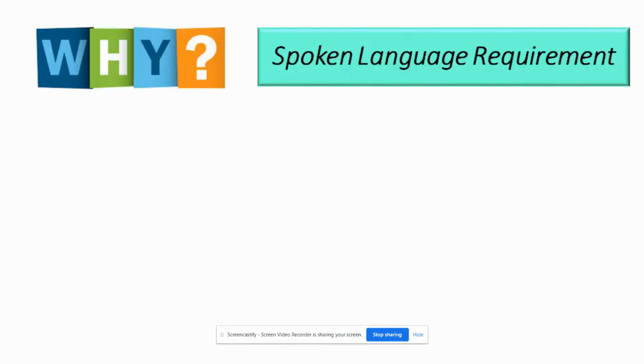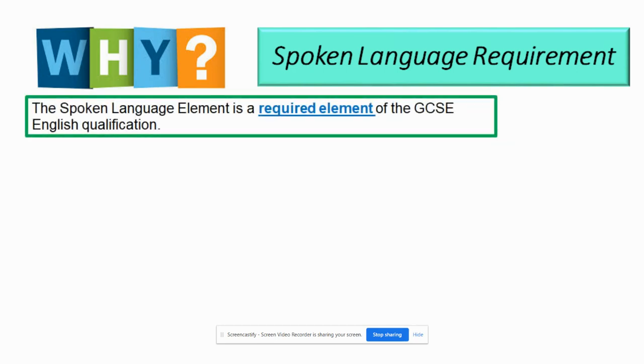This bit comes from the exam board, so it answers some of the frequently asked questions for the spoken language element, okay? So the first thing that you need to know is the spoken language element is required, which means you have to do it. It's part of the GCSE English qualification and it will come up on your certificate, okay?